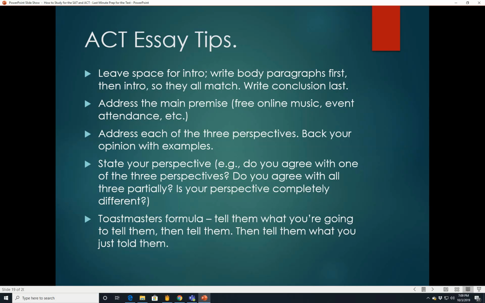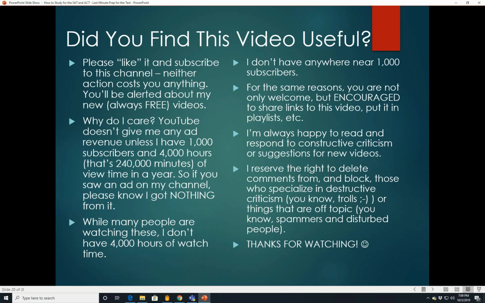You want to use the Toastmasters formula. Basically, tell them what you're going to tell them in the introduction. Then tell them what you just told them. So list the main premise, briefly describe the three perspectives and your perspective in the introduction, then go into each one in the body paragraphs, and then finally write a conclusion at the end. Voila, you're done.